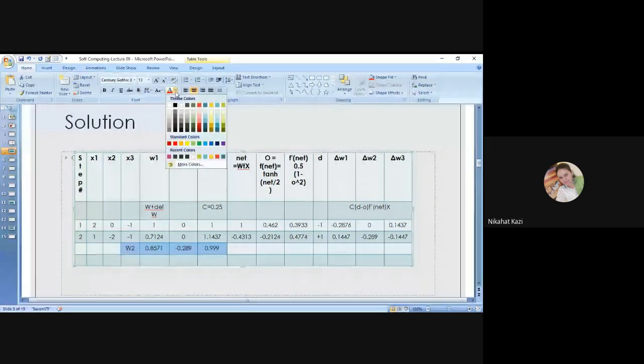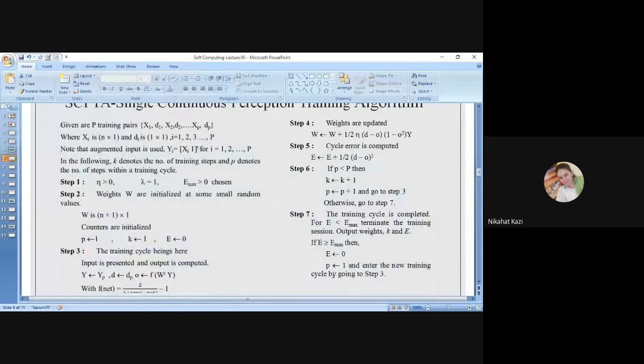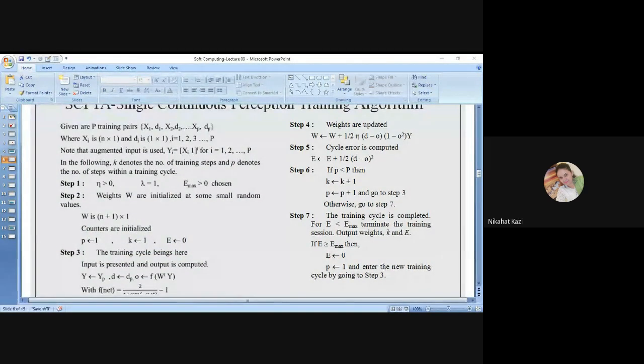So we will have some punishment for today's lecture, for those who are not answering. Let us move on with the algorithm.